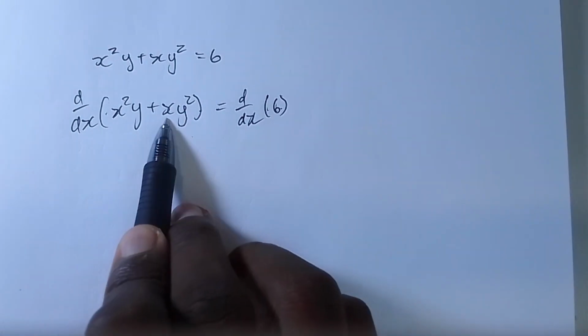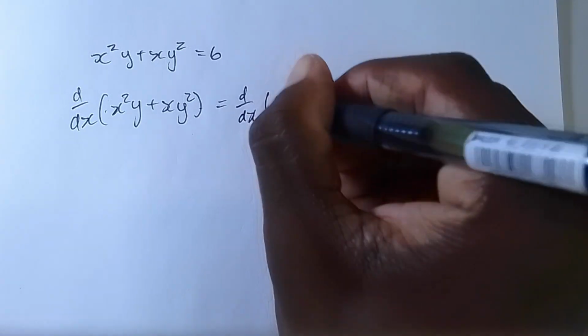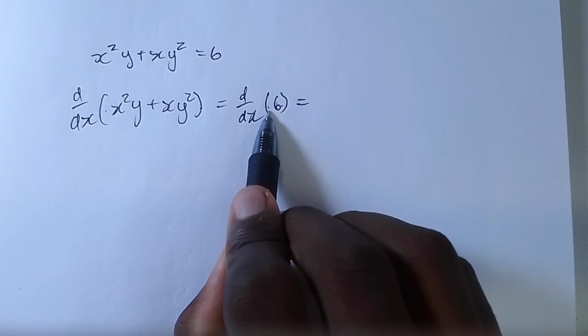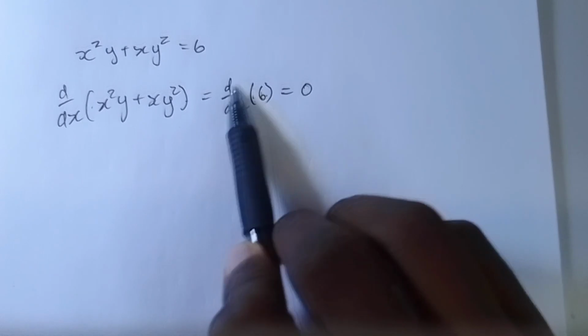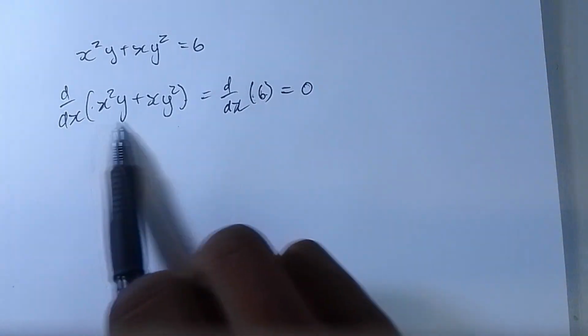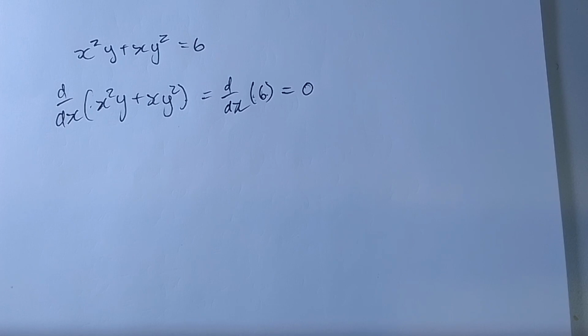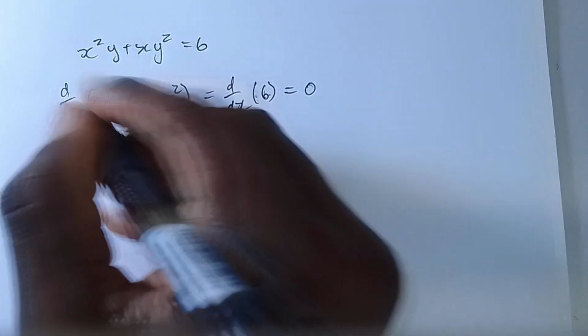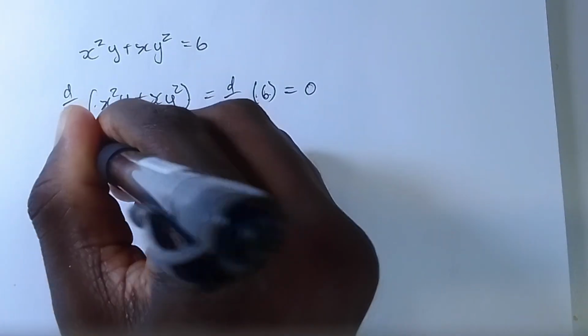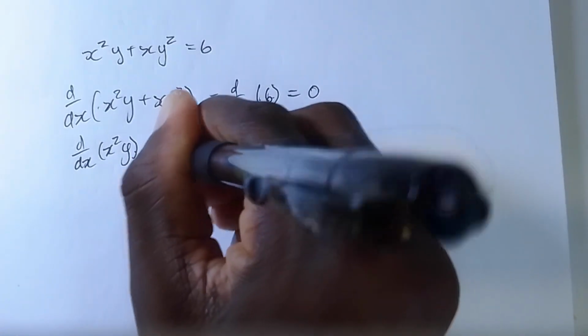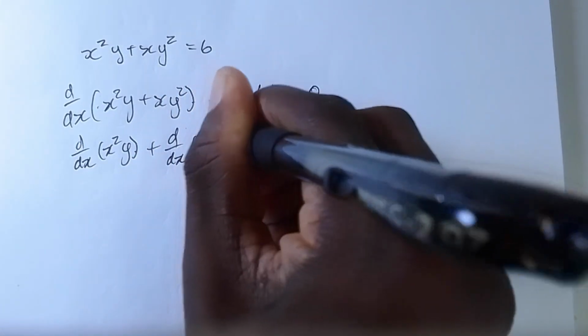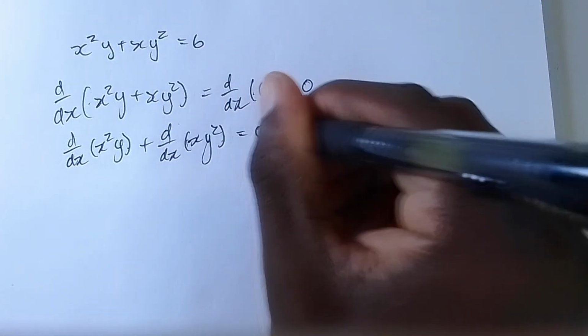Now let's start with this side. d on dx of 6, the derivative of any constant is 0. So basically this side is equal to 0. Here, we will distribute the derivative sign. So when you take it to the first one, you have d on dx of x squared y plus d on dx of x y squared is equal to 0.